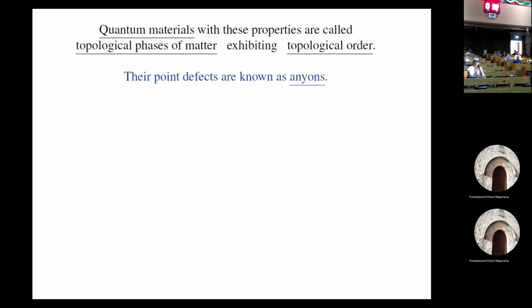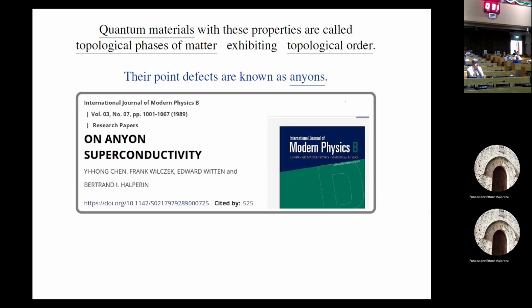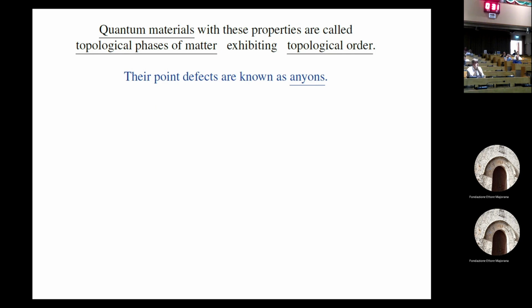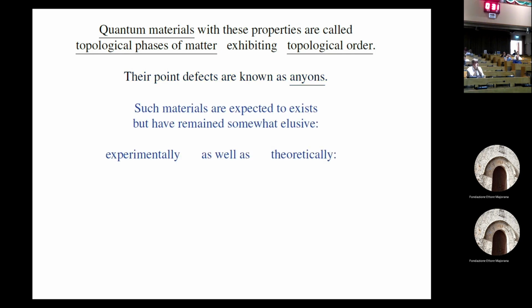And then we say if there are point defects now in a codimension 2 fashion, then we call them anyons. So there's some early work on this by various people. So such materials are expected to exist. So I'm talking now about topological phases that do exhibit topological order with non-abelian anyon phases. But this has remained somewhat elusive, both experimentally as well as theoretically.